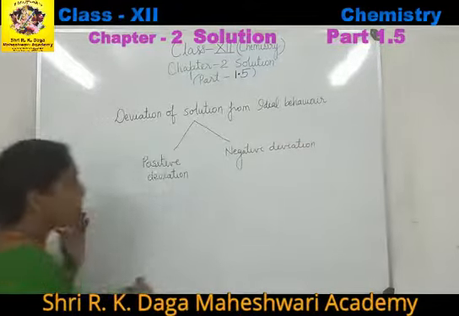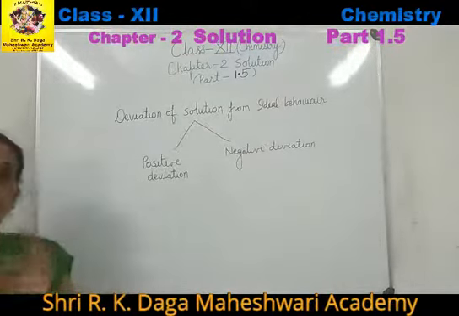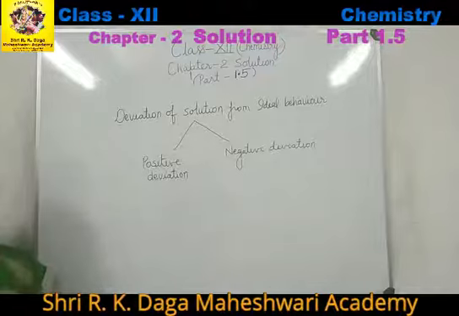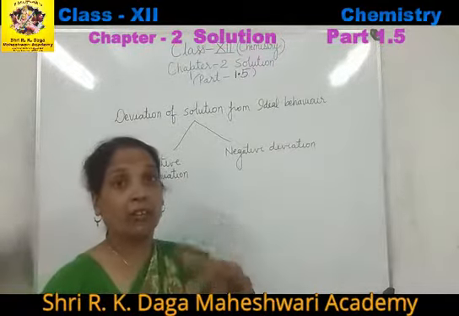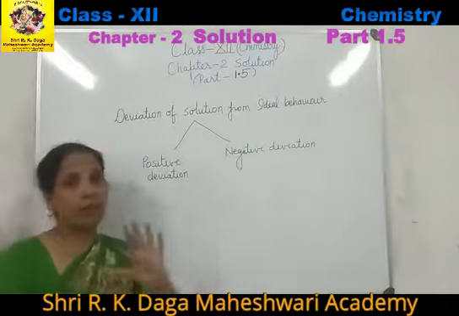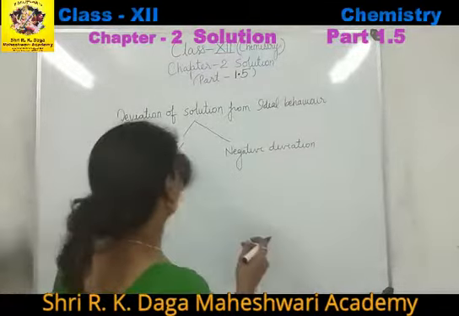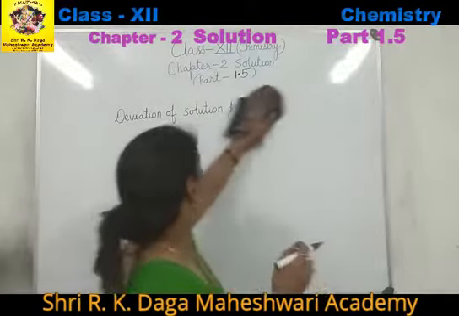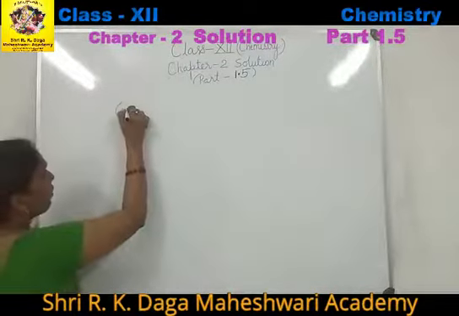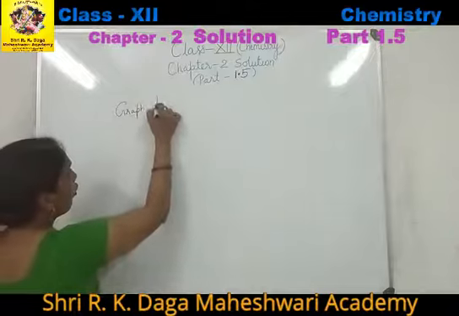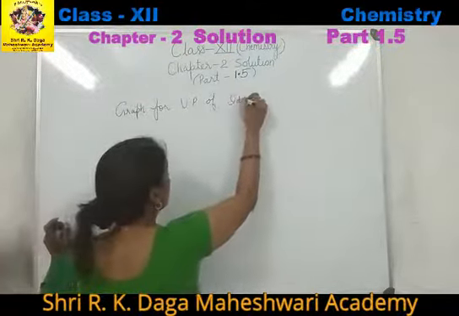What do we mean by positive deviation and what do we mean by negative deviation? Positive deviation means everything will increase. That's why we call it positive deviation. And negative deviation means everything will decrease, so we will call it negative deviation. I am drawing a graph for the vapor pressure of an ideal solution here.